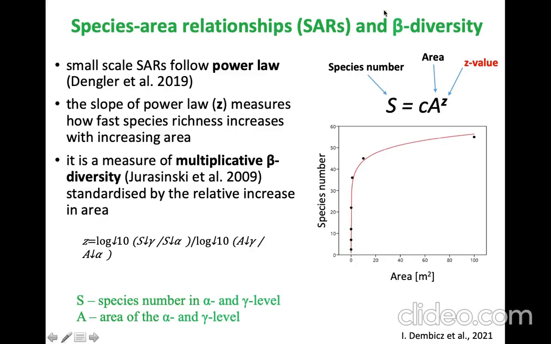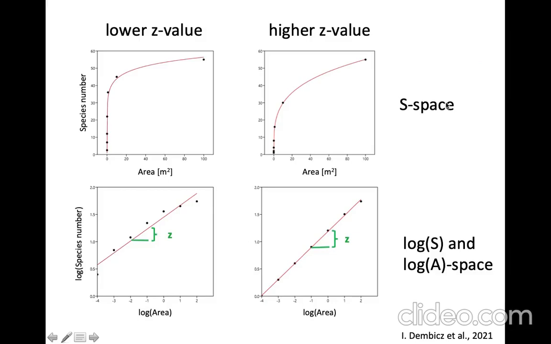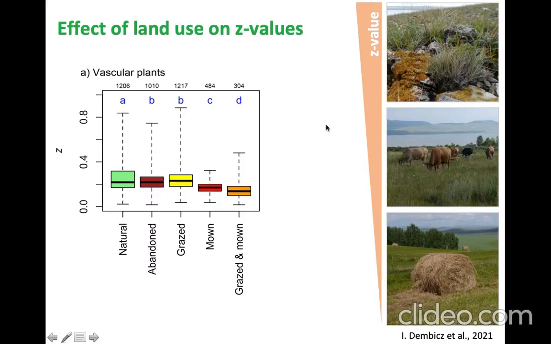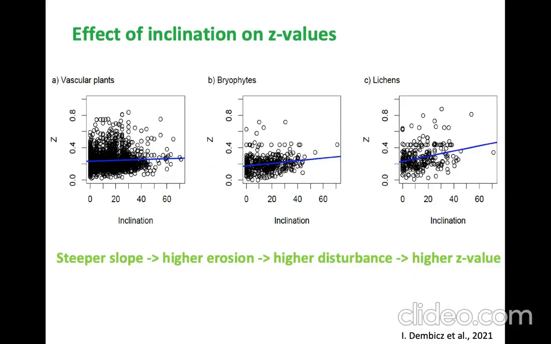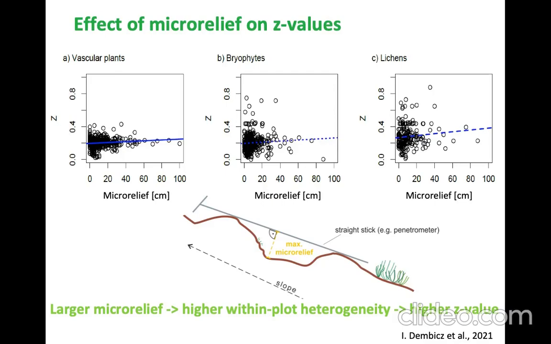In particular, C expresses the number of species per unit area, and it is largely dependent on the phylogenetic, paleo, and biogeographical history of a given territory, whereas Z, the Z exponent, expresses the increment of the number of species along with the increase of the area. And the Z value is largely dependent on environmental drivers, such as land use or slope, as you can see here, or microrelief, which is a good proxy for the within-plot heterogeneity in land morphology.